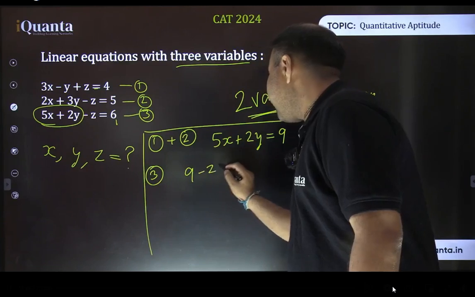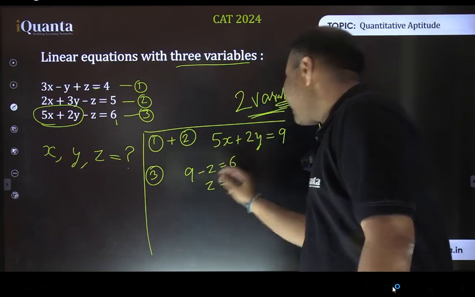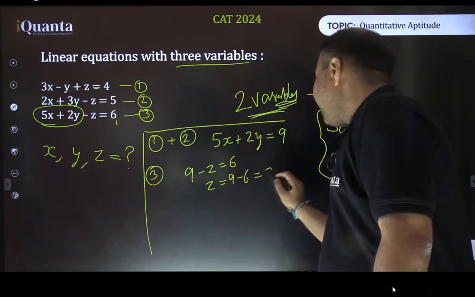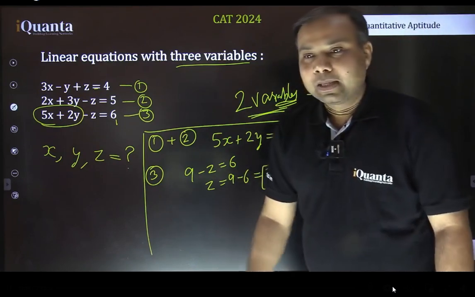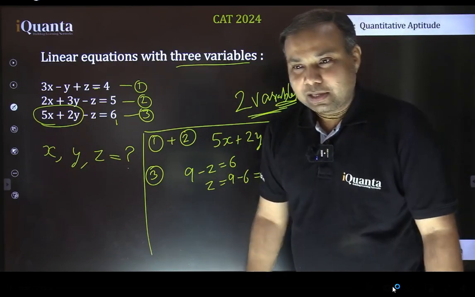9 minus z equals 6, which means z equals 9 minus 6 or 3. So the value of z comes out to be 3. Yes or no? Yes. Now it's the easy part.